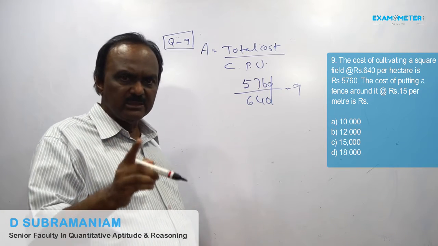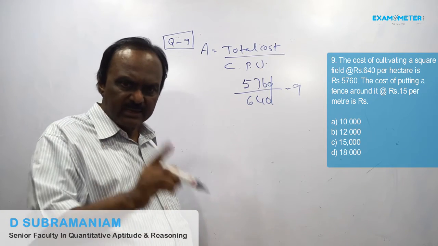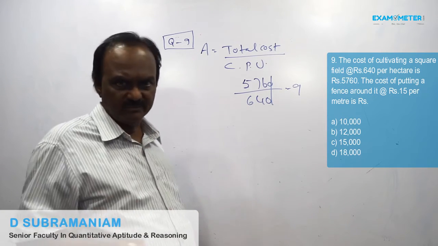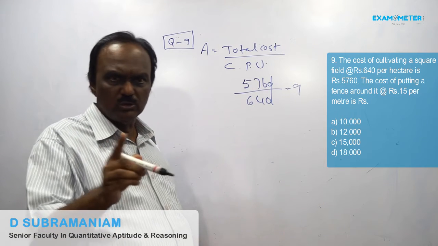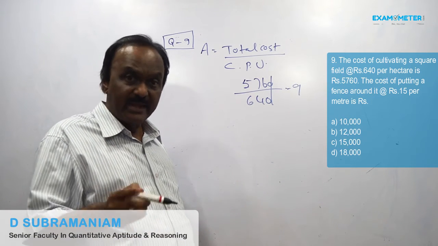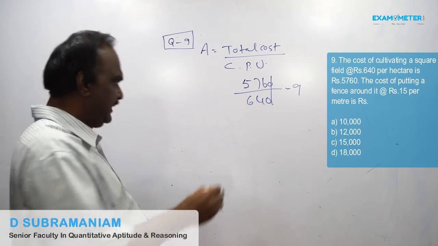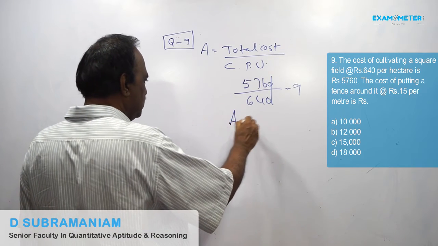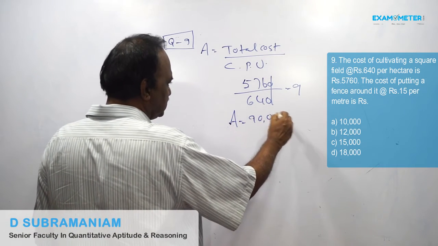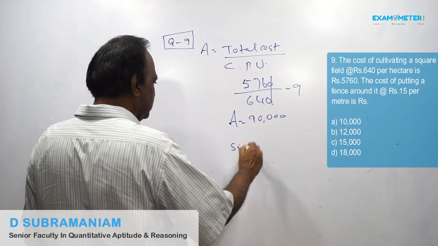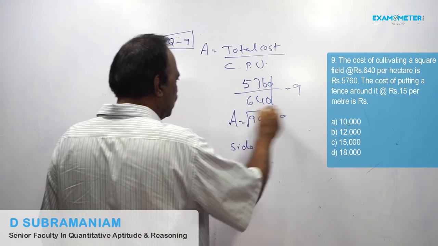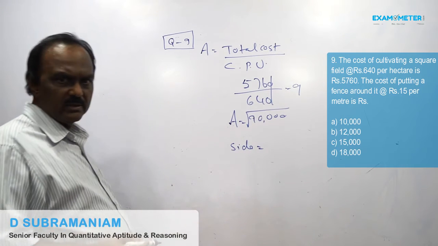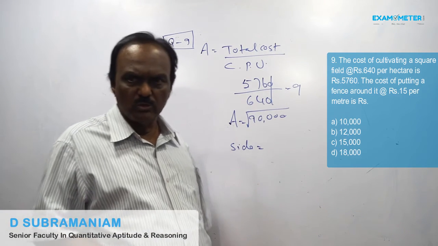1 hectare is 10,000 square meter. So 9 hectares will be 90,000 square meter. So area is equal to 90,000 square meter. Therefore, side is equal to root of area.